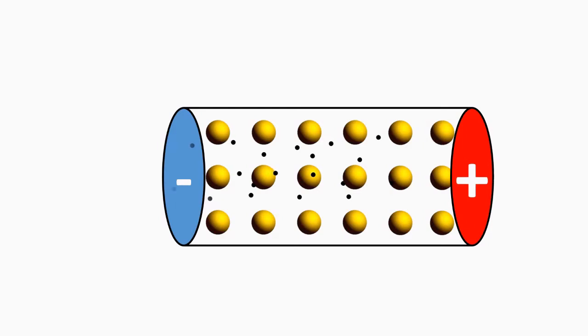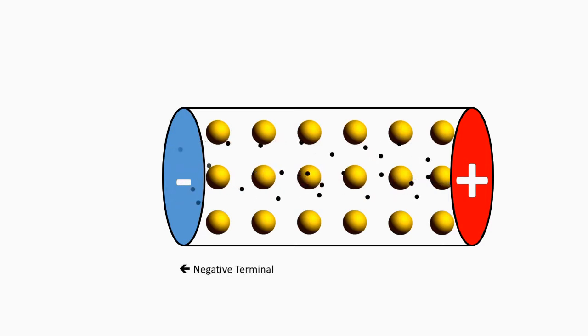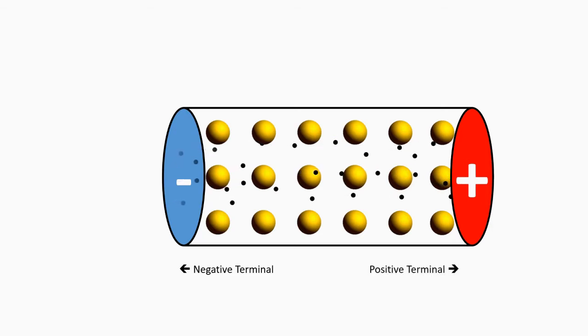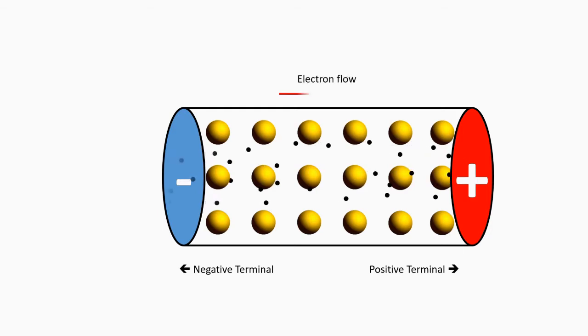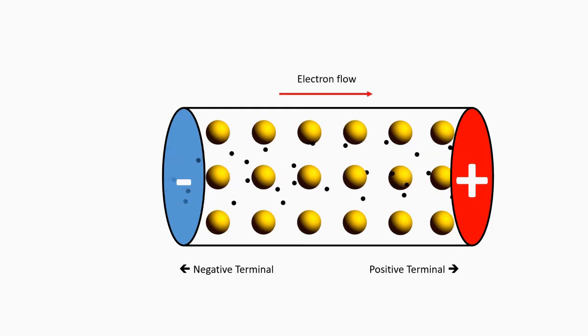So now we can refine our model even further. Inside of the wire, the gold balls represent the nuclei. On the left we have the negative terminal, and on the right the wire leads to the positive terminal. The electrons are repelled from the negative terminal towards the positive terminal, resulting in an electron flow that moves from negative to positive.